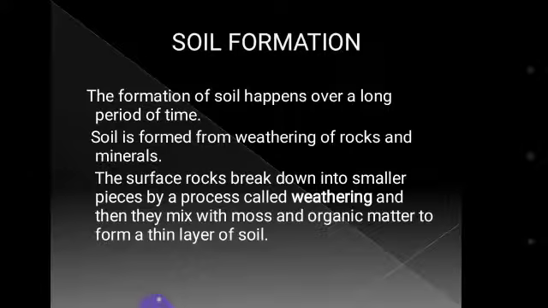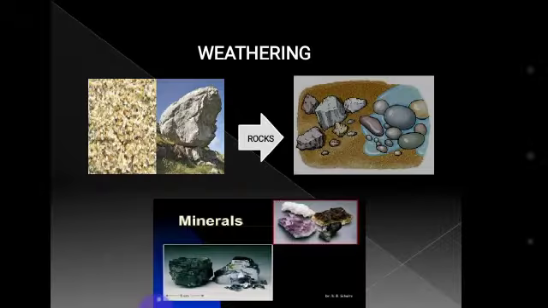Our second topic is soil formation. The formation of soil happens over a very long period of time. That is, it takes 1,000 years or more. Soil is formed from weathering of rocks and minerals. Weathering means the decomposition or breaking down of the rocks. The surface of rocks breaks down into smaller pieces by a process called weathering. And then they mix with the moss and organic matter to form a thin layer of soil.